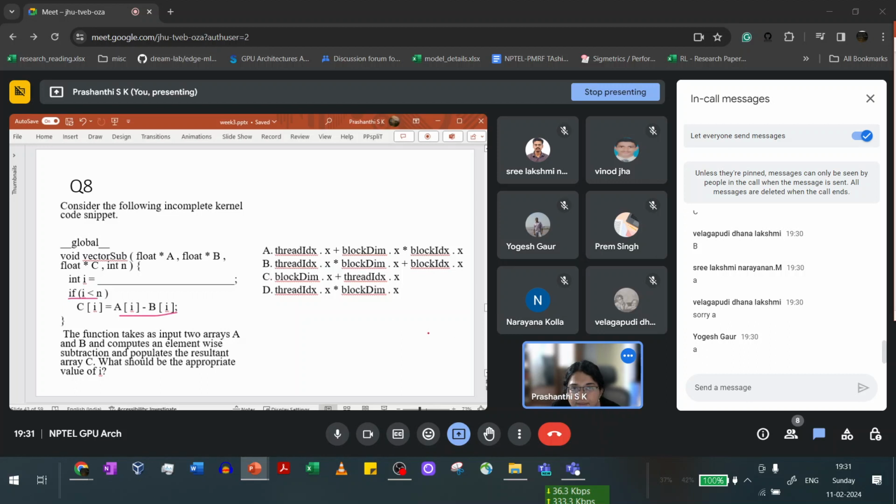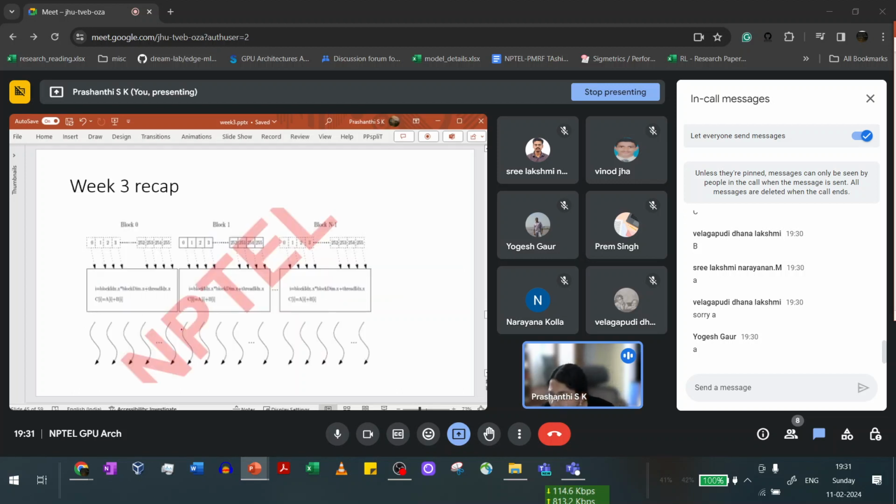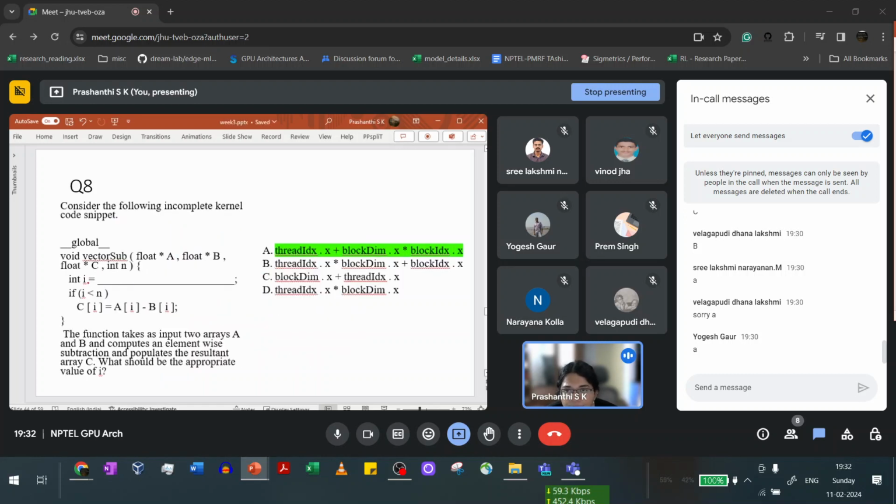Okay, let's take a look at the answer. It is A. So it's threadIdx.x plus blockDim.x star blockIdx.x. Let's take a quick recap of what was explained in the lectures as well. You have this notion of multiple blocks and threads within a block. Here you have block 0, 1, and so on up to n minus 1, and each block has 256 threads. Now what you're trying to do here is compute a global thread ID.